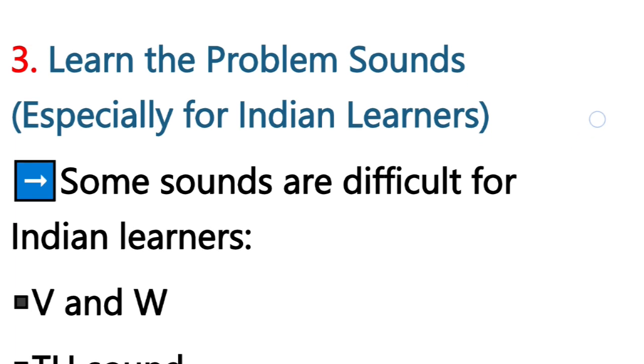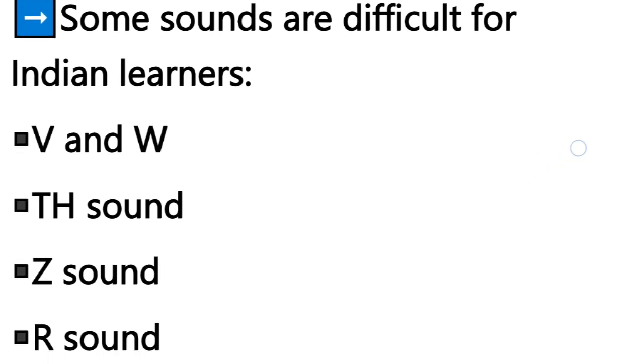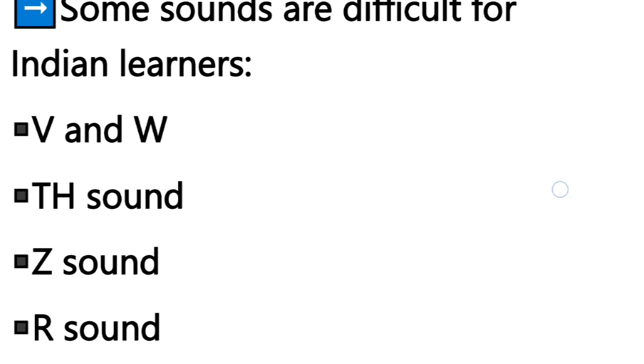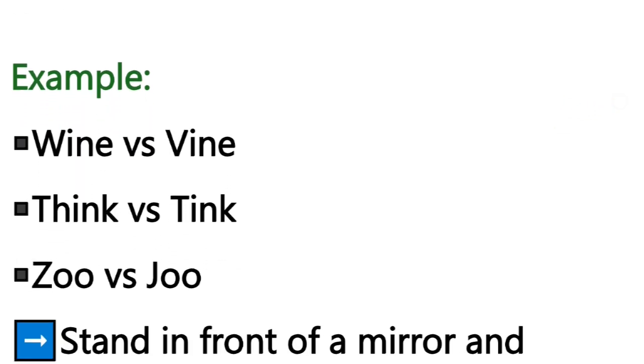Next is to learn the problem sounds, especially for Indian learners. Yes, it happens. Sometimes we Indians have a different sound. Some sounds are difficult for us as learners. For example, V and W, the TH sound, the Z sound, or the R sound. For example, vine versus wine, think versus tink, zoo versus Jew.